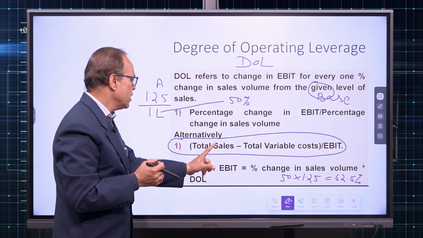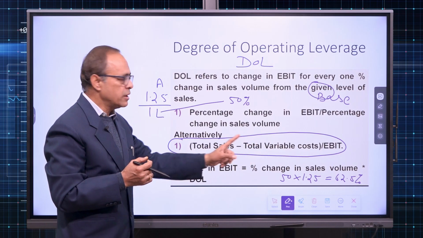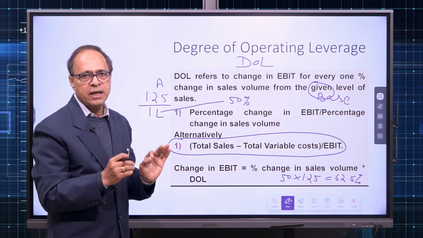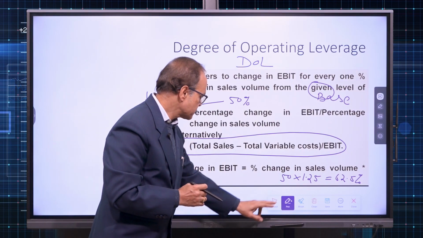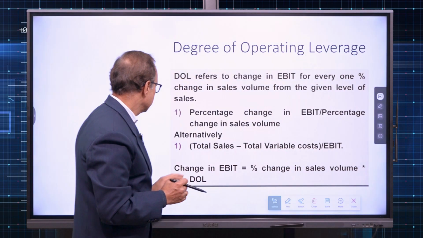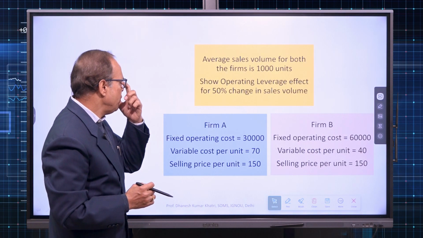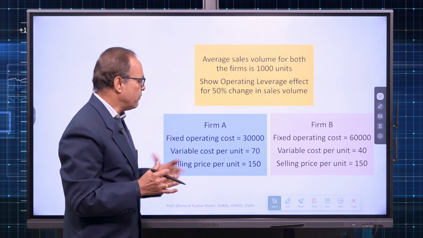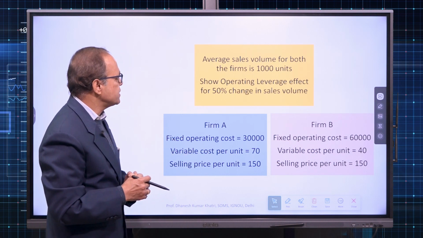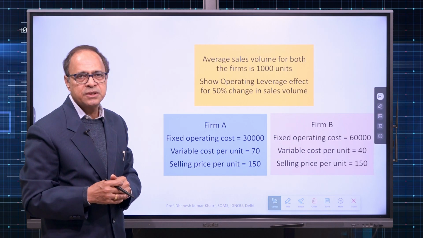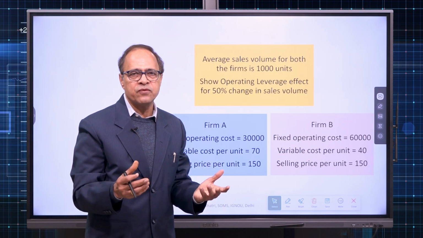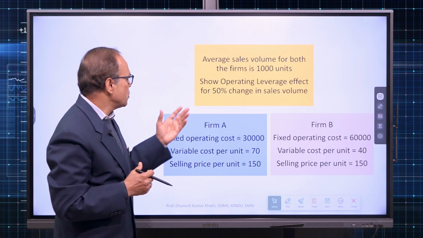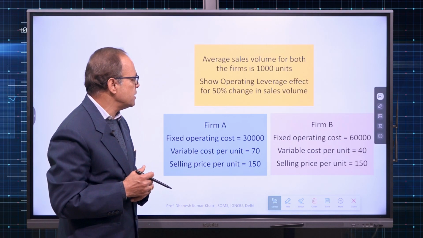So there is a handy formula: total contribution divided by EBIT gives you DOL. Now let us proceed further for practicing a numerical on that and see the difference. If you take this example, as I said, there are two firms, Firm A and Firm B. I have taken a hypothetical example. Average sales volume for both the firms is 1000 units. Now units may be meter, liter, number of customers, anything it may be. So average sales means base level of sales. Show operating leverage effect for 50% change in sales volume.